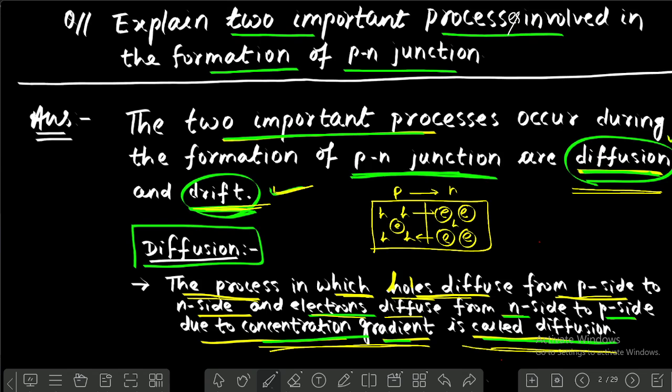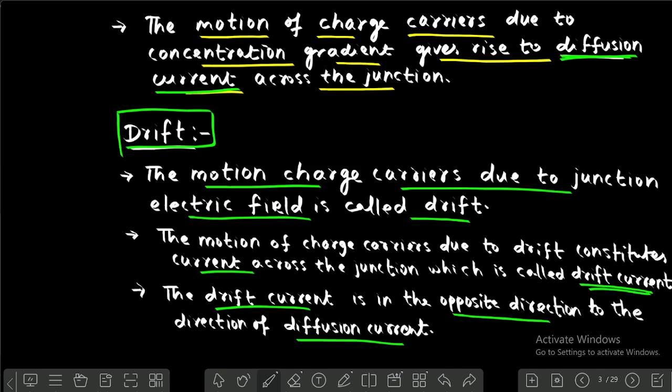So diffusion current happens due to what? Due to the motion of charge carriers because of concentration gradient. Because of that, you are getting some current, and this process is called diffusion, and that current is called diffusion current. The motion of charge carriers due to concentration gradient gives rise to diffusion current across the junction. So remember how diffusion current is coming.